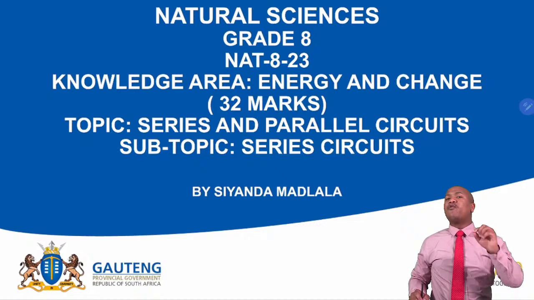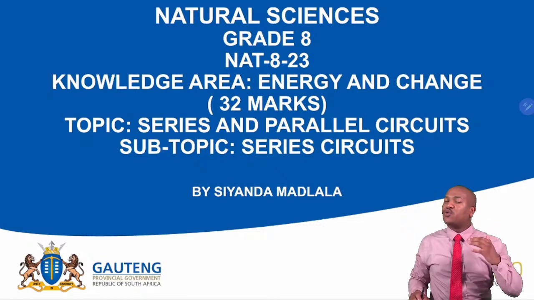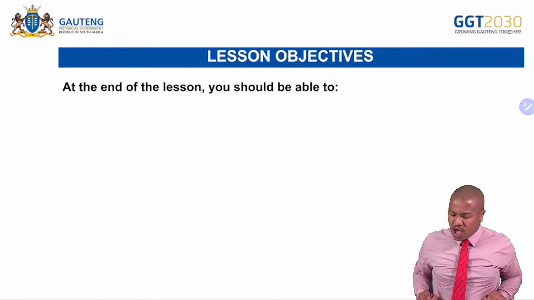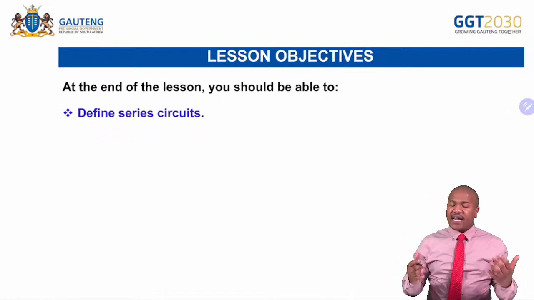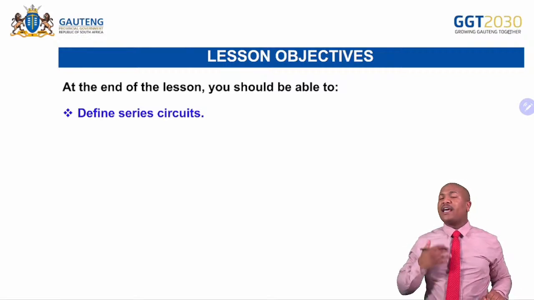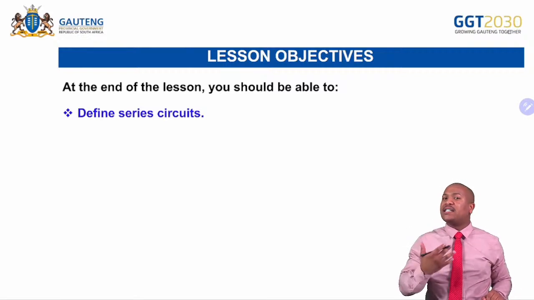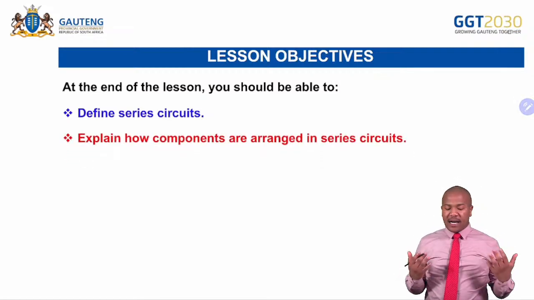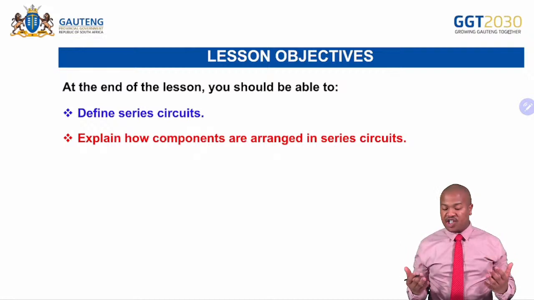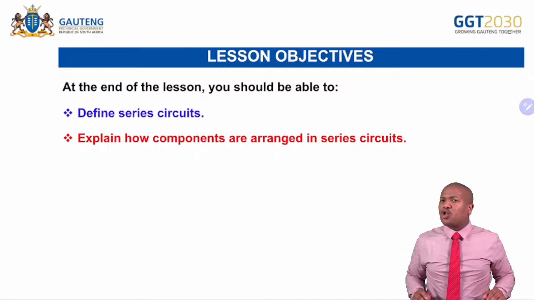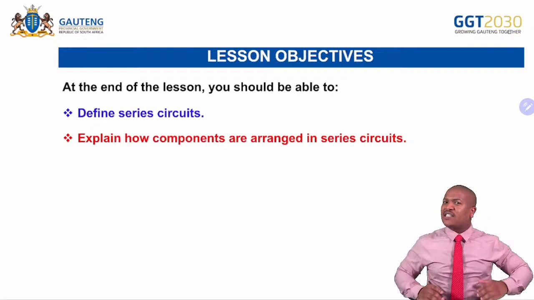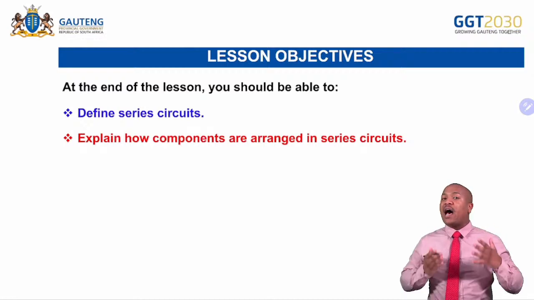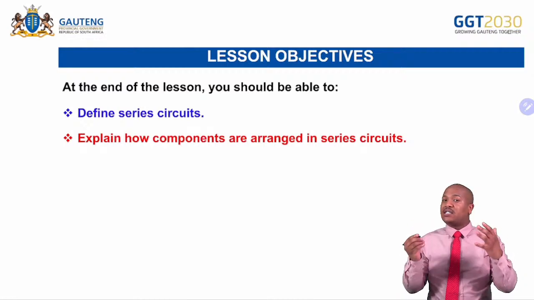So now let's move on to the lesson objectives and see what we need to achieve by the end of this lesson. By the end of this lesson, you should be able to define series circuits. You should be in a position where you can tell us what a series circuit means. And also, you should be able to explain how components are arranged in series circuits. So today it's all about series circuits, right?